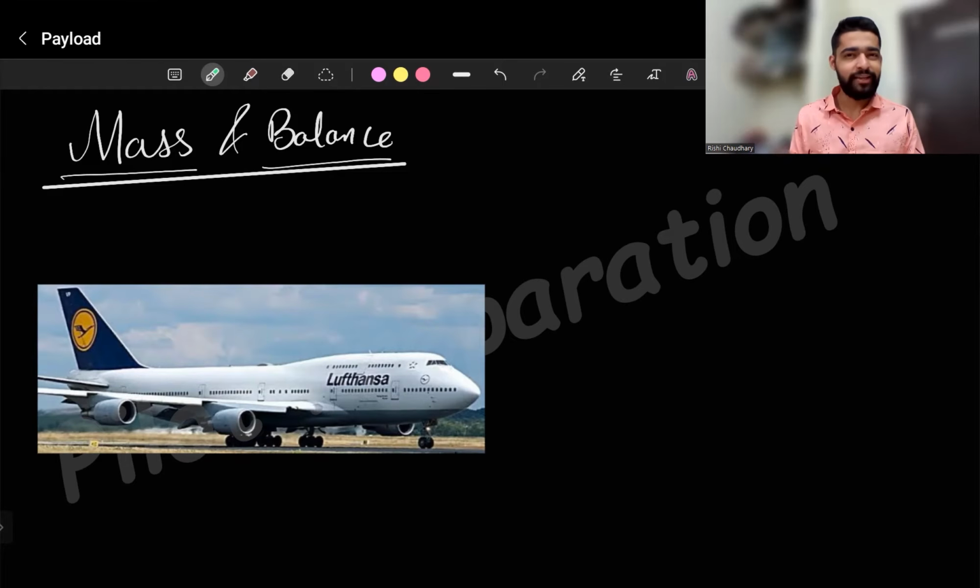So you can see an aircraft, a passenger aircraft, Lufthansa, right? Looks very beautiful and very giant, isn't it? So do you know how much this aircraft weighs? This aircraft must weigh around 80 to 100 tons. That means around 80,000 kgs to 100,000 kgs. That is too much weight. And this type of weight flies for 2000 kilometers or 1000 kilometers.